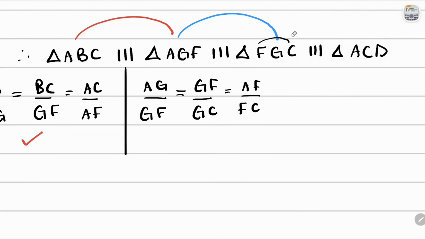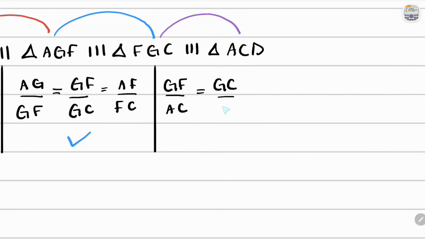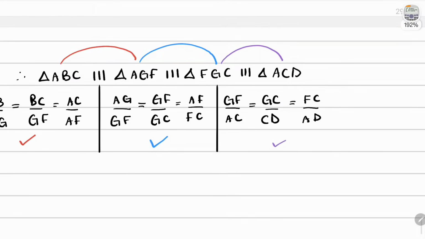We are done with that pair, that blue pair. Let's go to the last pair that we have, these two together. Let's mark that in purple. These two are similar, so their proportions work like this. First and second, FG, but we're going to call that GF so we can keep track of it, over AC is equal to GC over CD, which is equal to, lastly, FC over AD. And that's everything that we have.